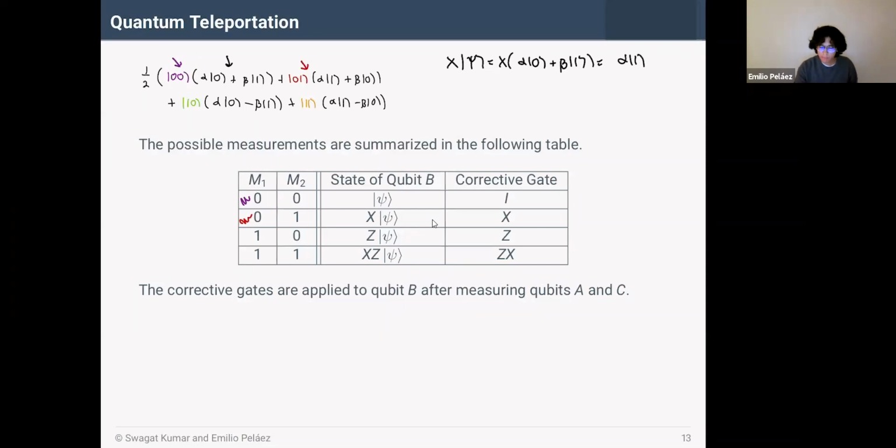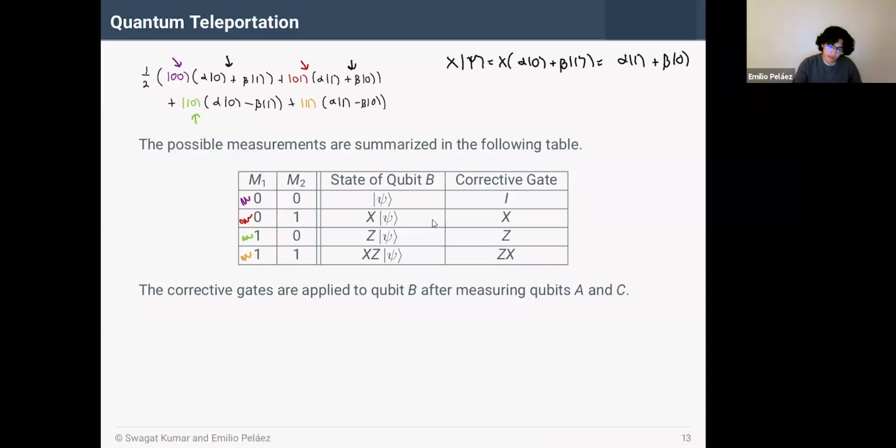It's alpha 1 plus beta 0. And that's actually the state we measure when the first two qubits are 0, 1. You can see it here. And then it's the same thing with this one. With this state, we're going to measure alpha 0 minus beta 1, which is just applying a negative phase to the 1 ket in the normal state we wanted to teleport. And that's the action of the C gate, so that's all right.